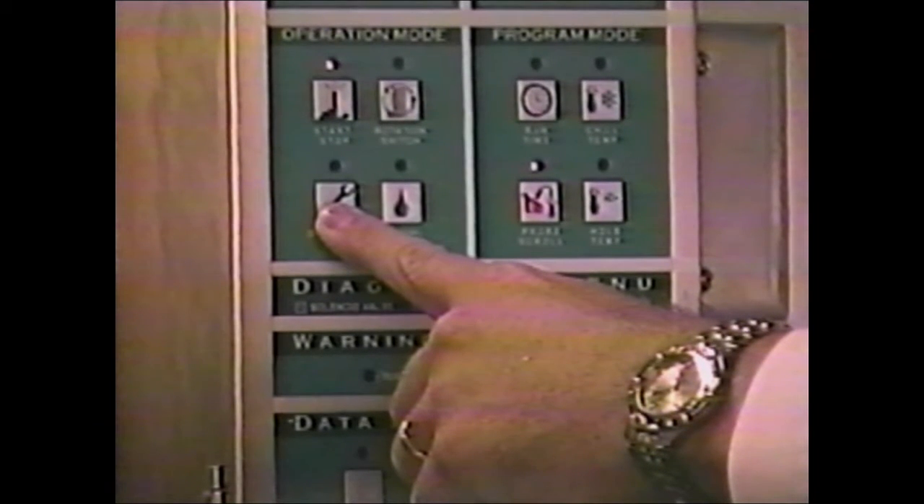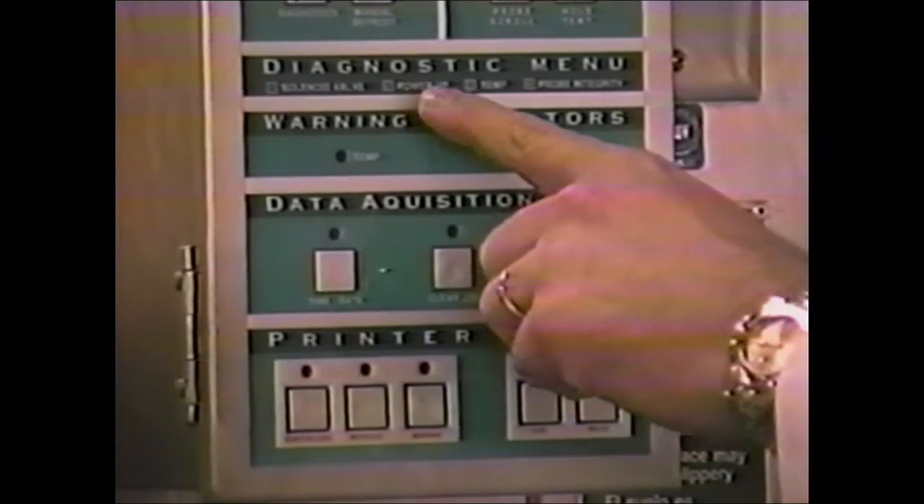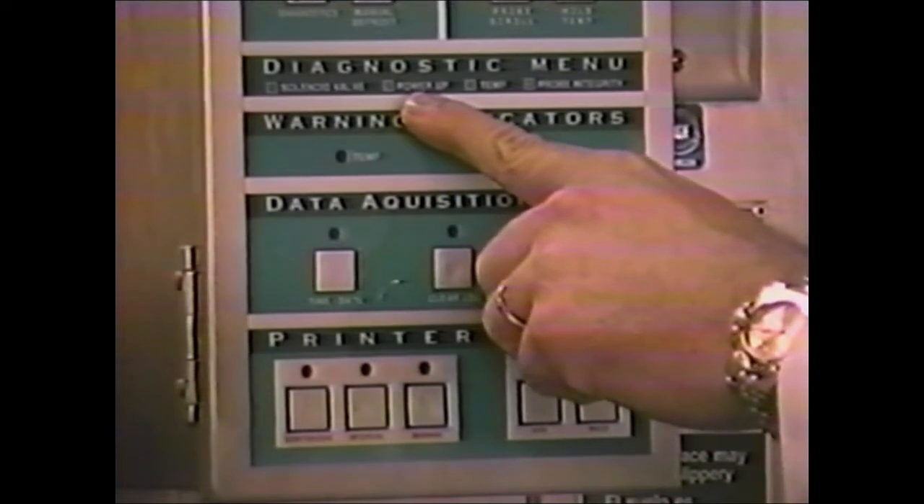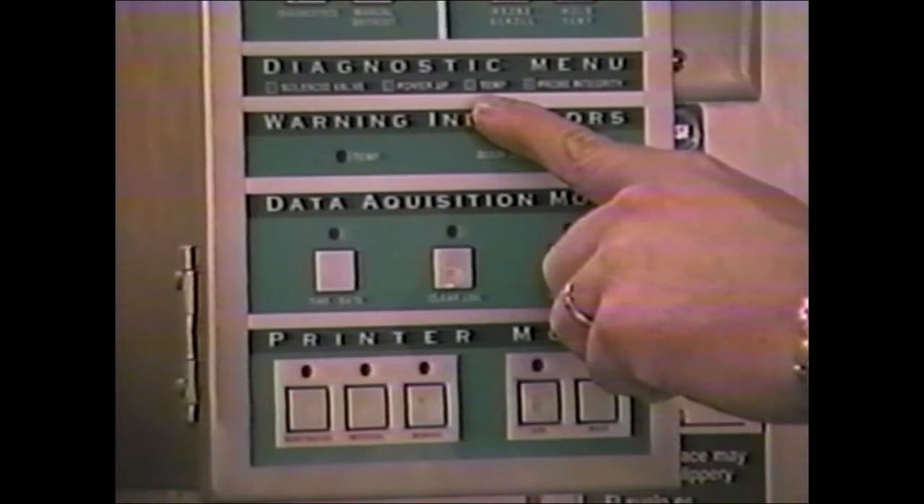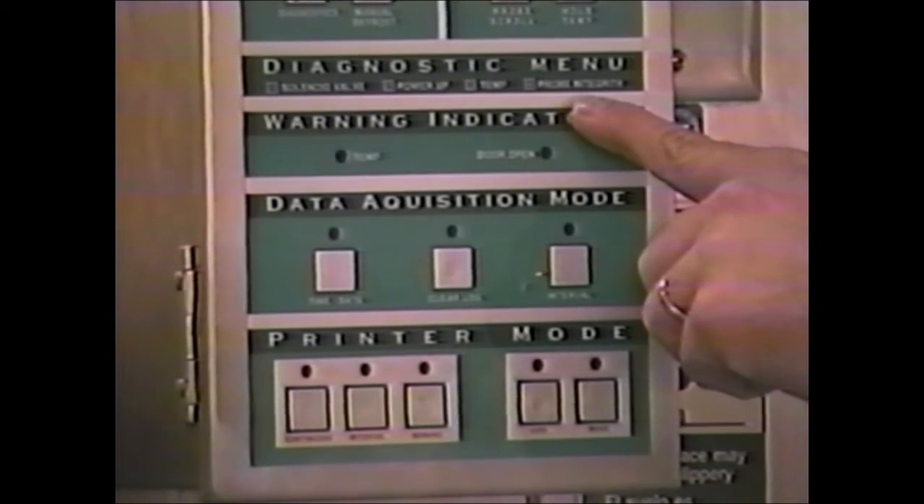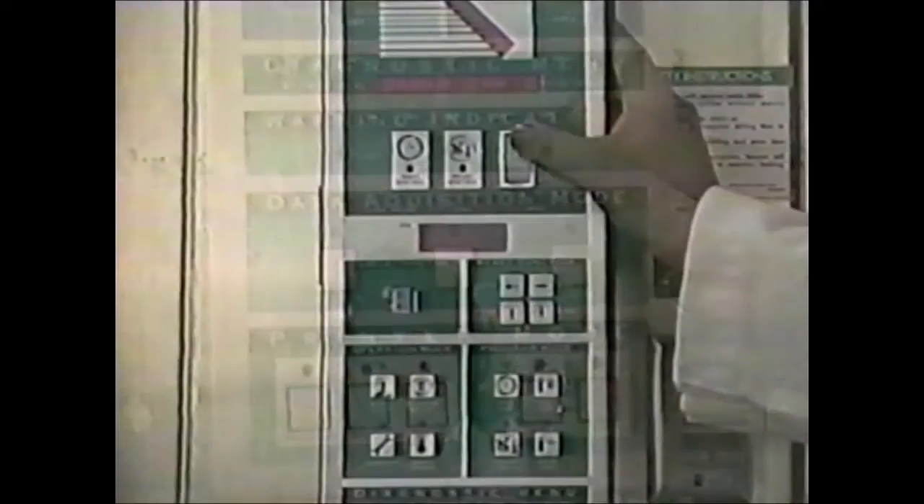The diagnostic key is used to perform the diagnostic test. Item 1 represents a test for the refrigeration solenoid. Item 2 represents the power-up of the electronic control panel. Item 3 represents the air temperature probe. And item 4 represents the food temperature probes. The diagnostic menu below this switch lists the items being tested.